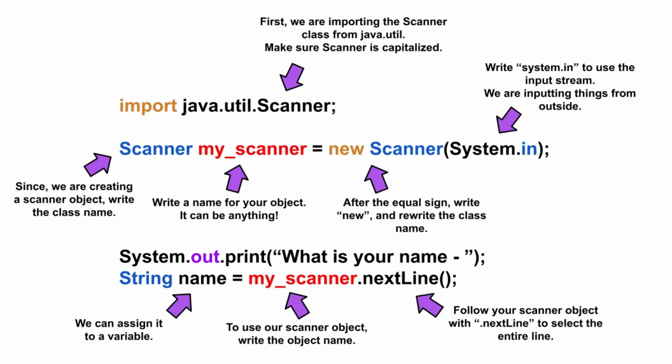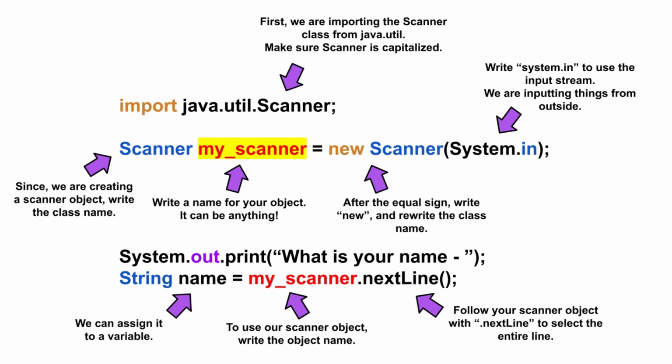If we go back to our code, we can see that we are trying to create a scanner object from the scanner class or blueprint. We can create multiple scanner objects, but for this video, we will only stick to one. But to make objects from the scanner class, we must first import the scanner class because it is not available by default. The scanner class is in java util, so write java.util.Scanner. Make sure that the scanner keyword is capitalized.